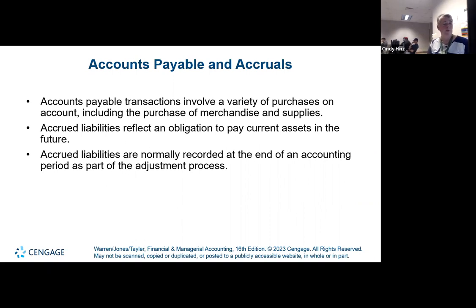In chapter 3, when we talked about accrual accounting and adjusting the accounts, we learned about other accrued liabilities such as wages or salaries payable, interest payable, other costs or expenses like that, that we have booked the expense, but we haven't actually paid the bill yet. And that's what an accrued liability would be.